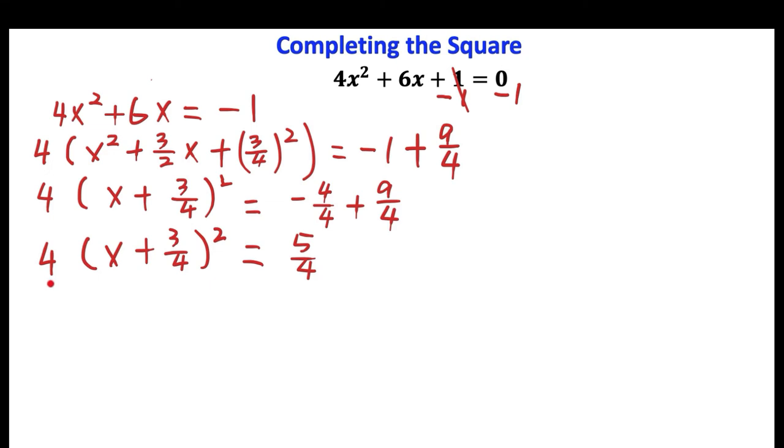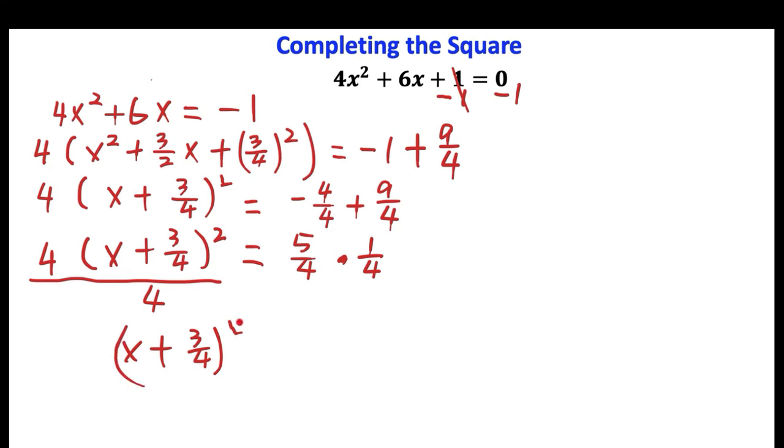And then we need to do the next step. We need to divide by 4 on both sides. So divided by 4, which is multiplied by 1/4. So on the left side, we would have x plus 3/4 square. On the right side, we would have 5/16. Now again, we can do square root on the left side and right side.